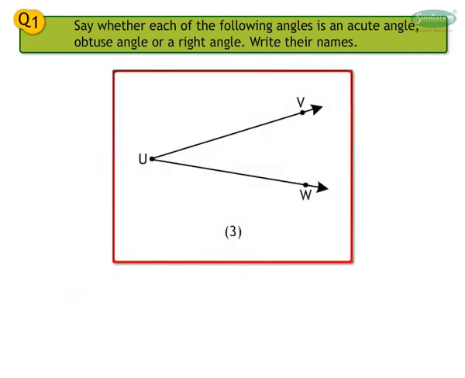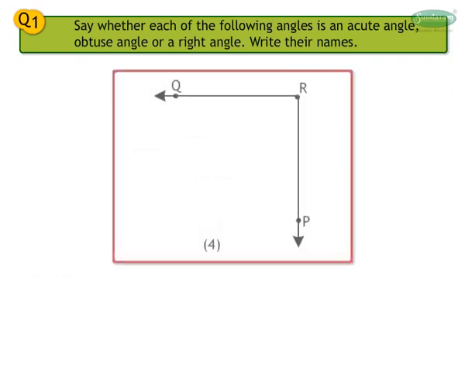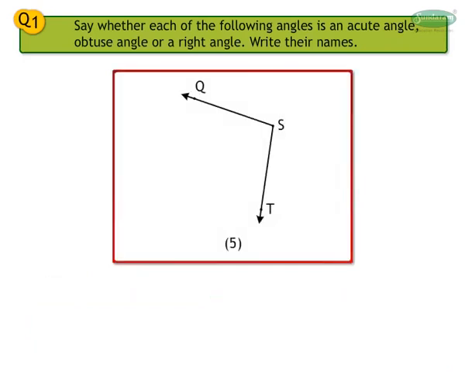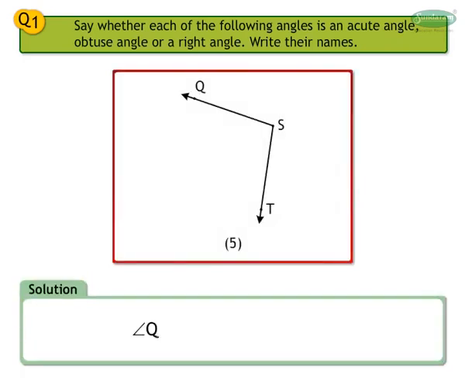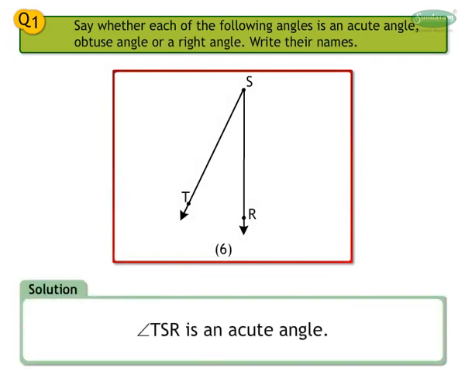Number 3. In the given figure, angle VUW is an acute angle. Number 4. In the given figure, angle QRP is a right angle. Number 5. In the given figure, angle QST is an obtuse angle. Number 6. In the given figure, angle TSR is an acute angle.